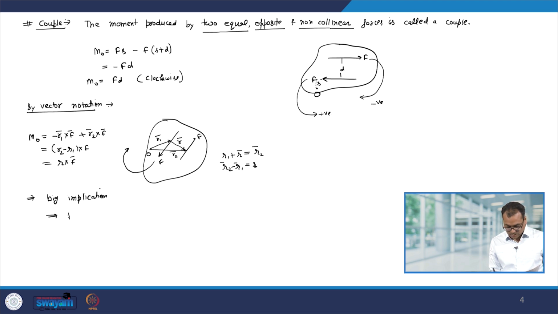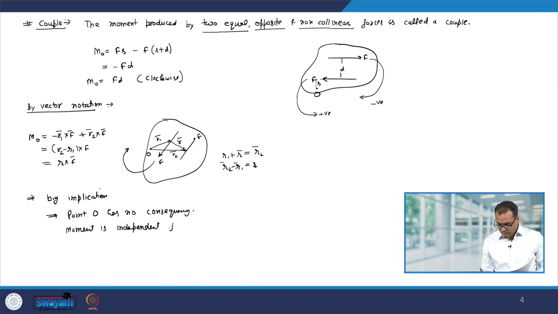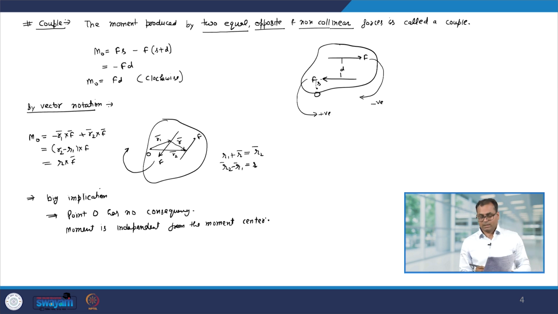We can see that point O has no consequence and the moment is independent from the moment center. Why is that?